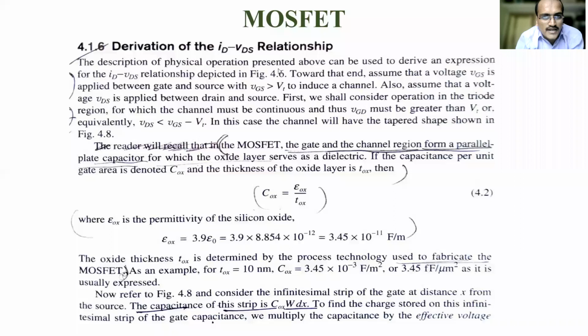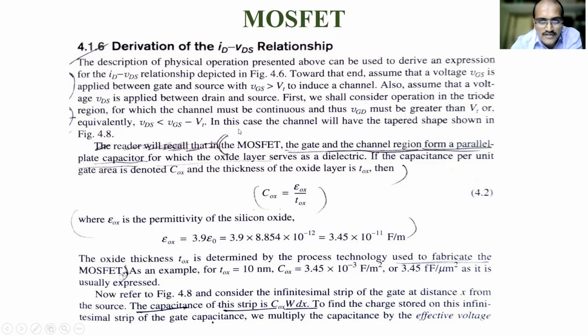So the description of ID characteristics will be shown with the MOSFET structure here. The gate and the channel region form a parallel plate. This I also explained there. The same thing we are using here, where the oxide layer serves as the dielectric. If we write the capacitance equation, capacitance per gate area is denoted as COX and the thickness of the oxide layer is taken as TOX.